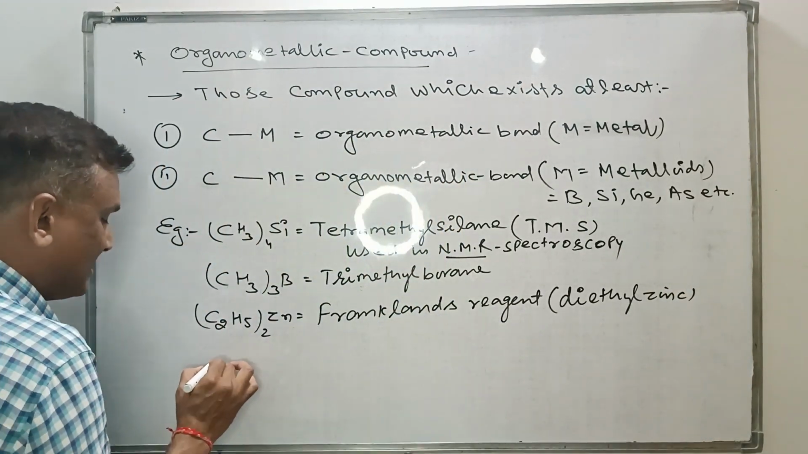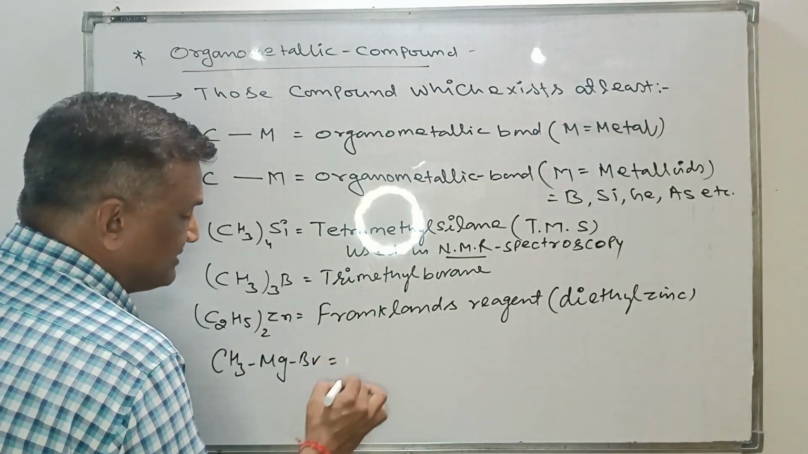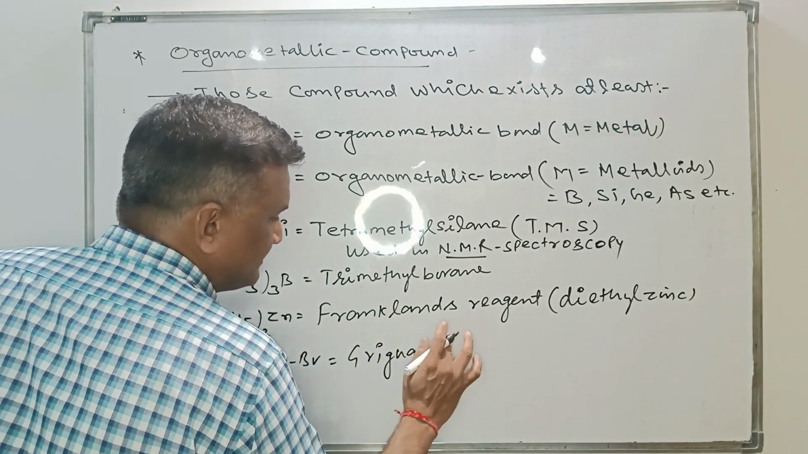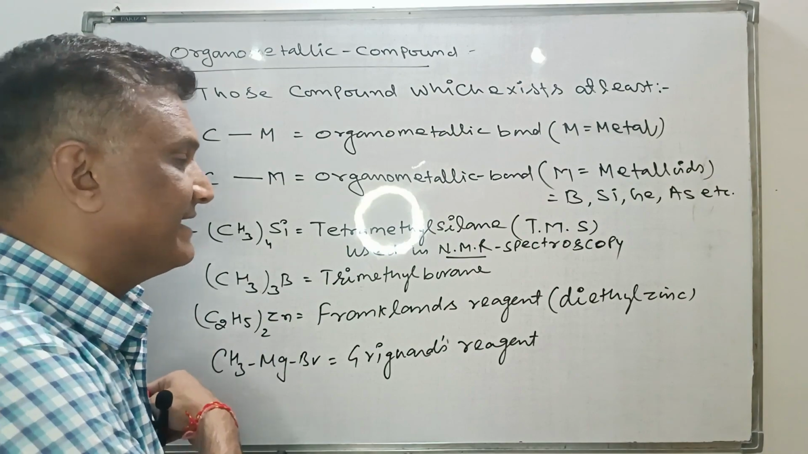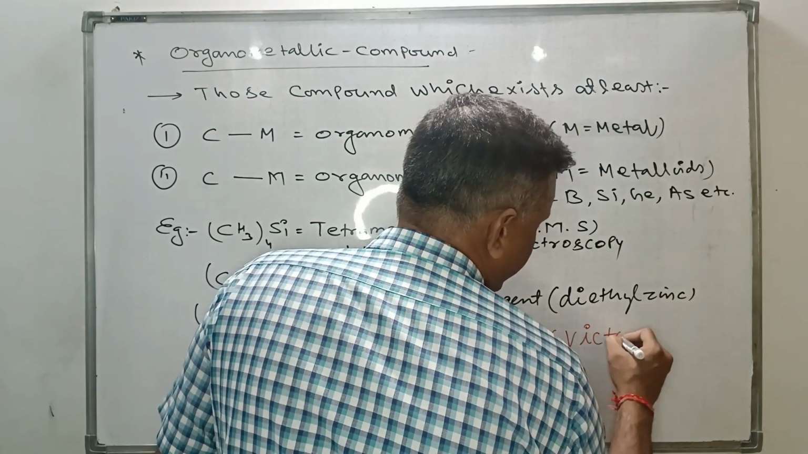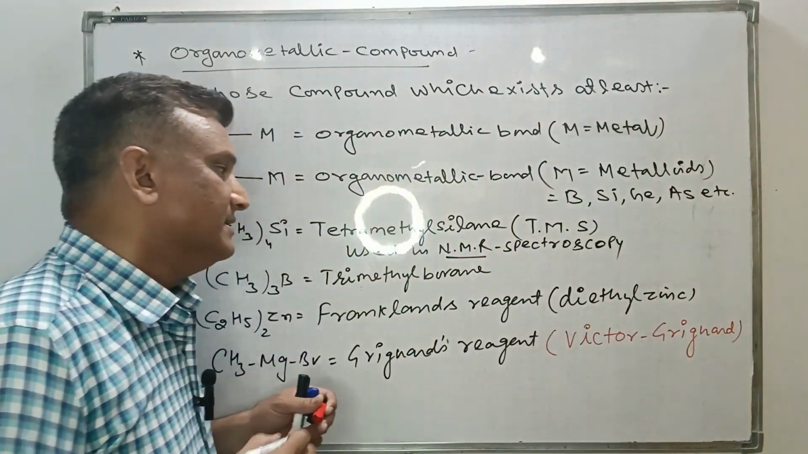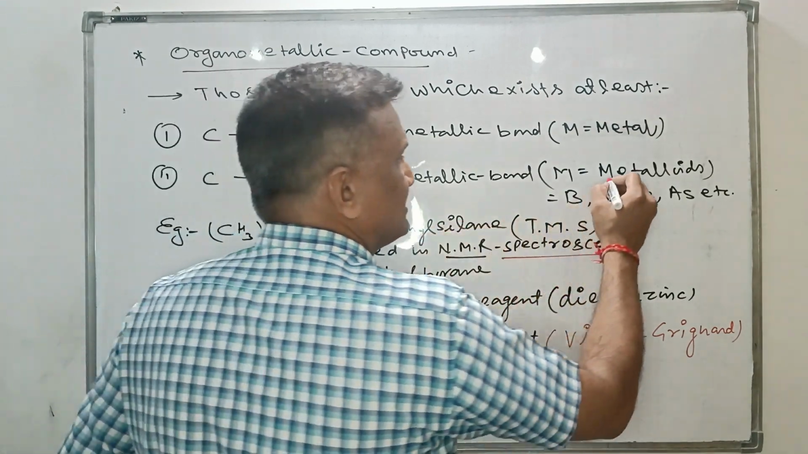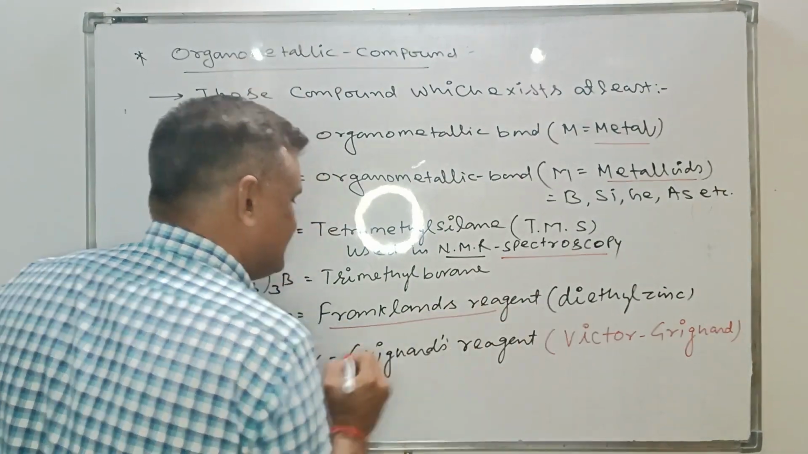If we'll go with another example, then CH3MgBr. It is called as Grignard's reagent, because it was discovered by Victor Grignard. It is used in NMR spectroscopy analyzing. There should be at least metalloids or metals, and this is the Franklin's reagent.